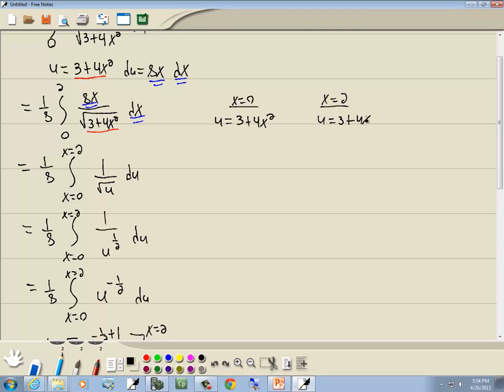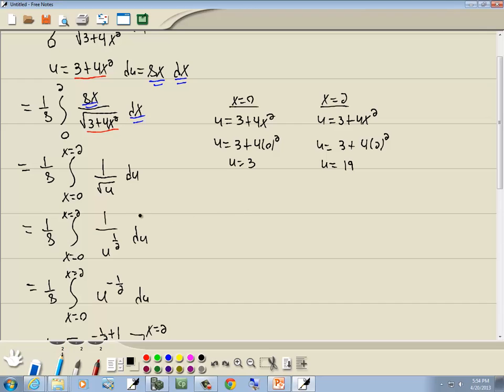So we'll plug into u equals 3 plus 4x squared. We'll put 0 in for x. So we've got u is equal to 3 plus 4 times 0 squared, which gives us u is equal to 3. And on this one, we'd get u is equal to 3 plus 4 times 2 squared. 2 squared is 4, times 4 is 16, plus 3 is 19.